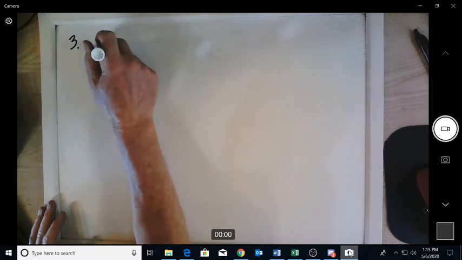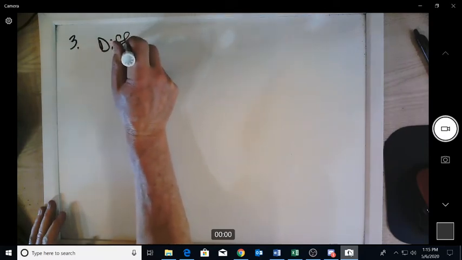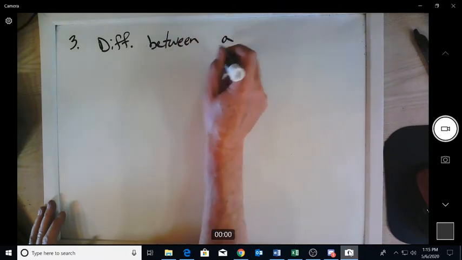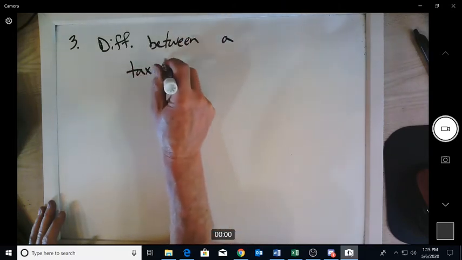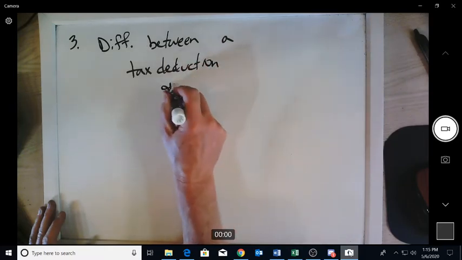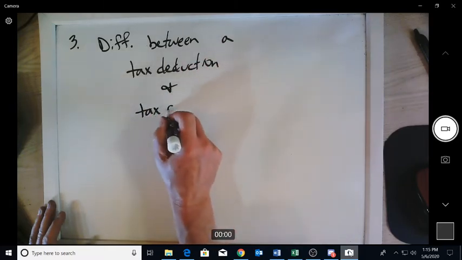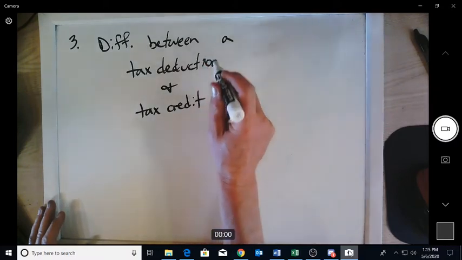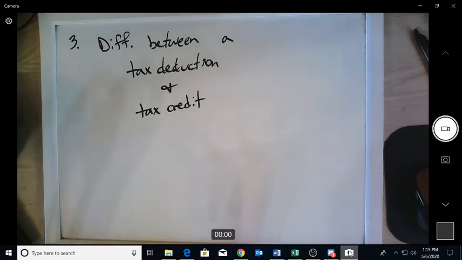Describe the difference between a tax deduction and tax credit. What's the big difference between these two? So, go into groups.